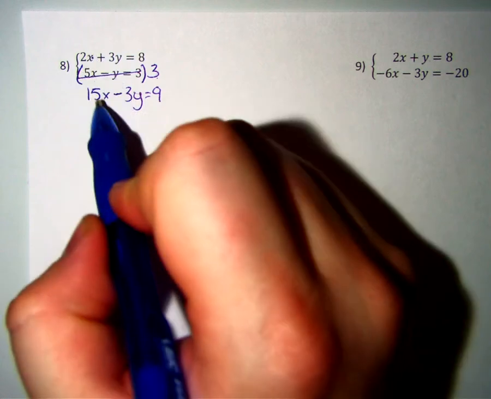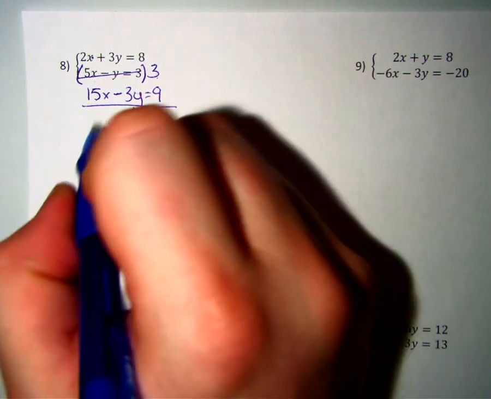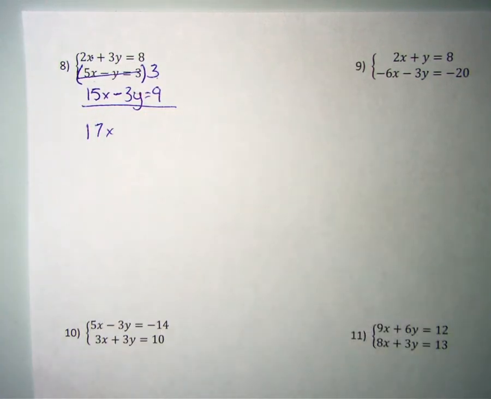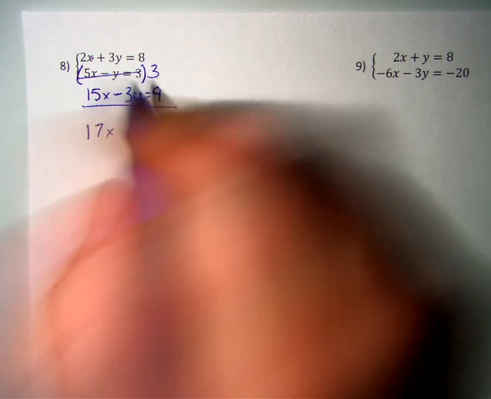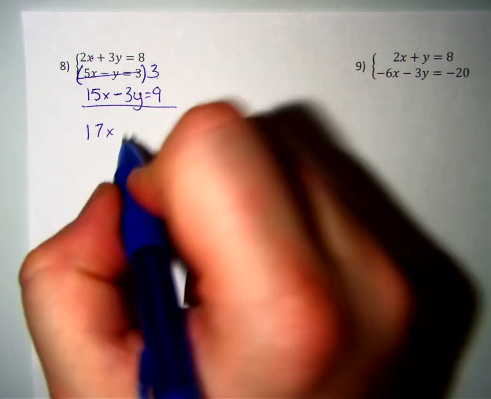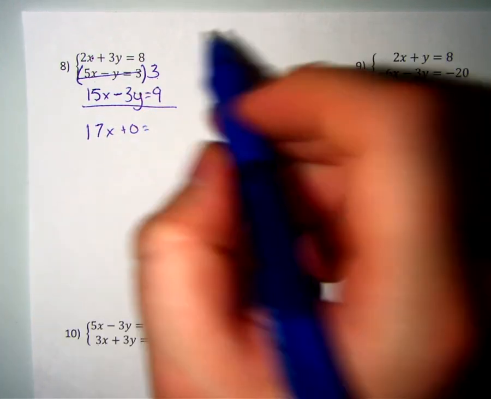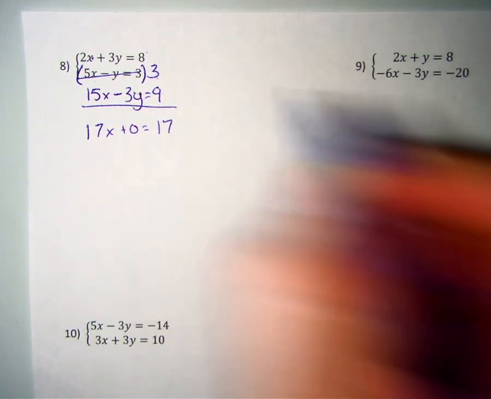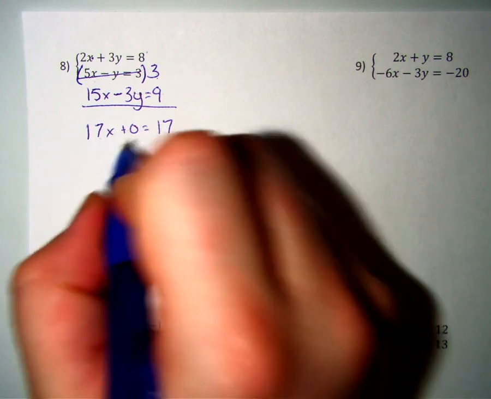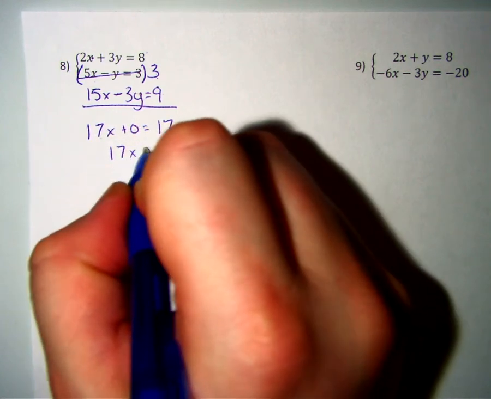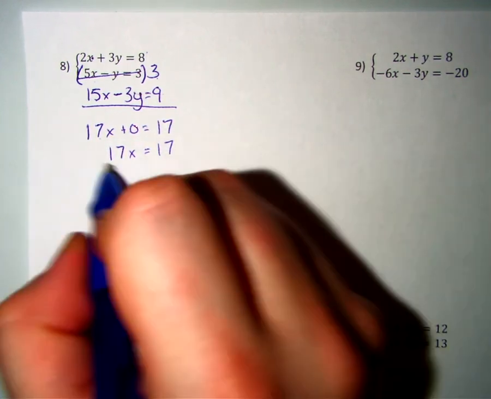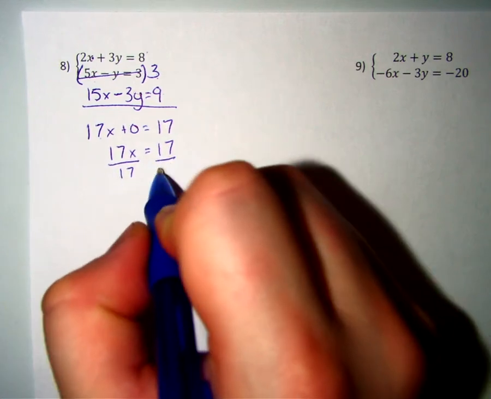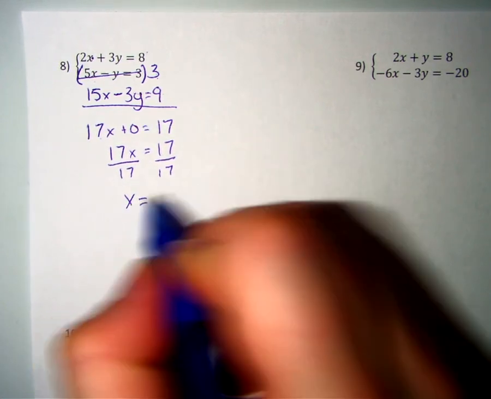So we have 2x plus 15x is 17x. We have 3y plus -3y, which is 0. And we have 8 plus 9, which is 17. 17x plus 0 is 17x equals 17. We divide by 17 on both sides, and x is then equal to 1.